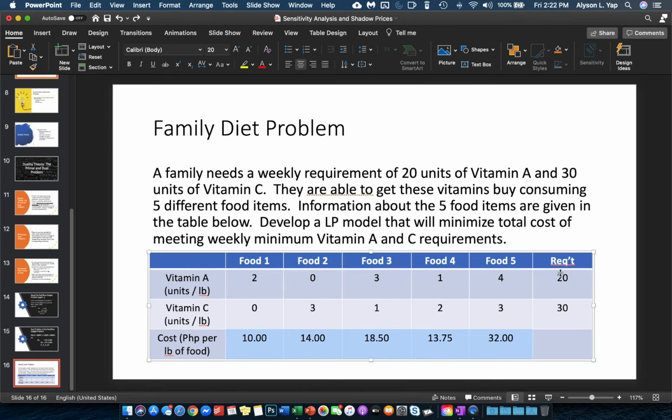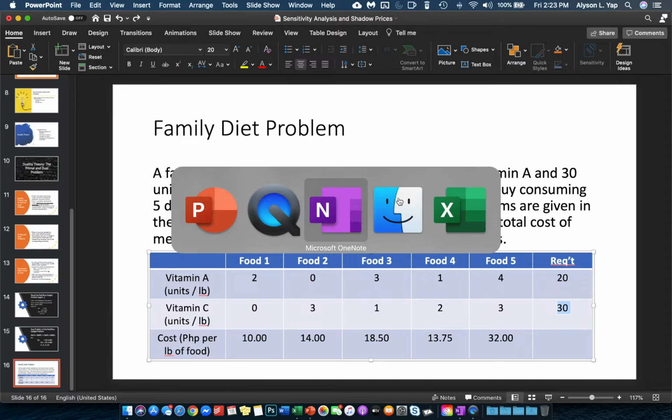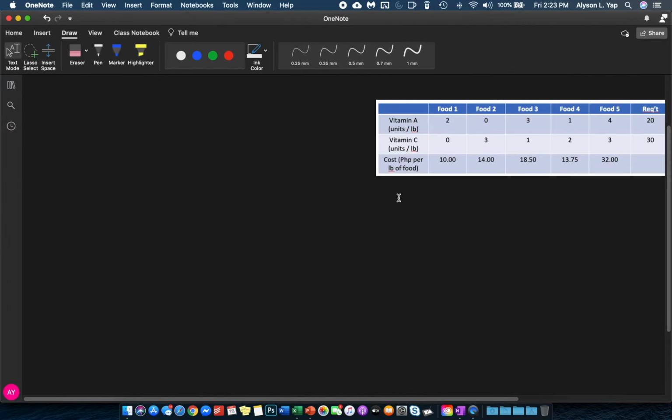And of course, the minimum weekly requirement of 20 for vitamin A and 30 for vitamin C. So what we need to do right now is to first develop the primal problem. Let me go to our whiteboard, and I've placed here the table that we need in order to write or develop the linear programming model. So what we have here are 5 variables.